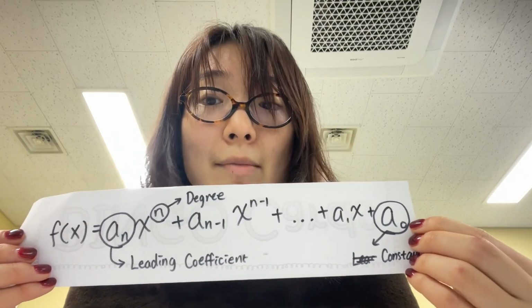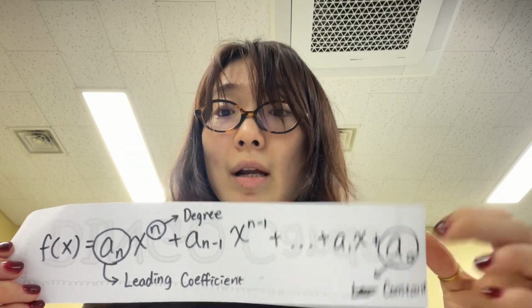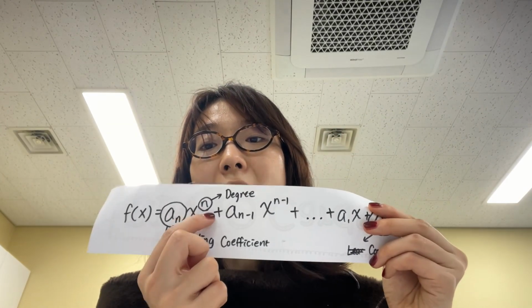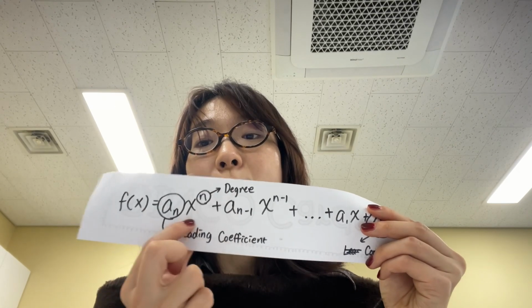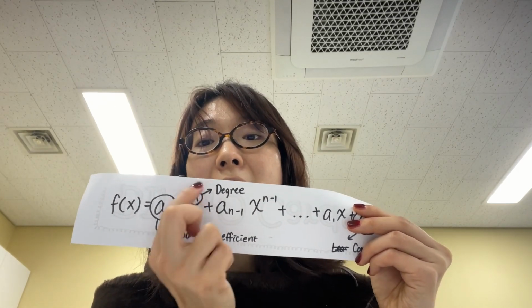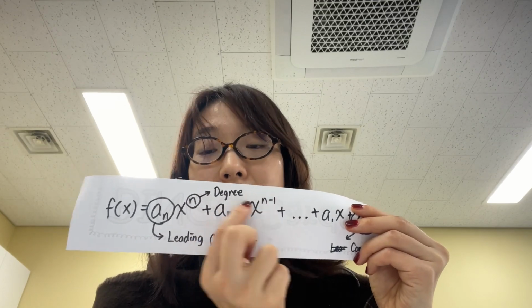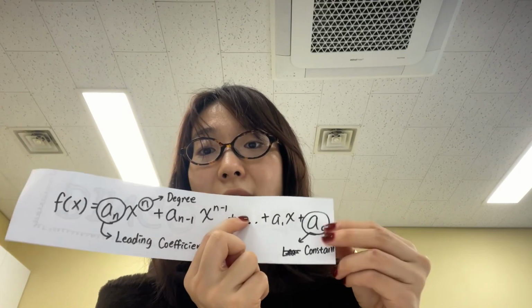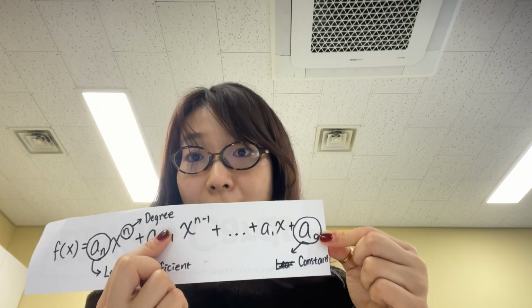So a lot of times when we're looking at a polynomial function, we like to arrange our terms in descending order, meaning the term with the degree comes at the very front, and then our exponent gets smaller and smaller until we get to our constant.